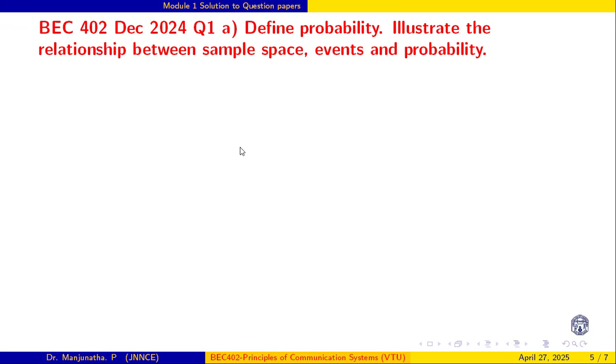Continuing with the previous video, the question appears in 2024. Question number 1: define probability. Illustrate the relationship between sample space, events, and probability. Okay, we'll define the probability, then illustrate the relationship between sample space. Here also, there are two parts. Okay, the answer will have two parts.